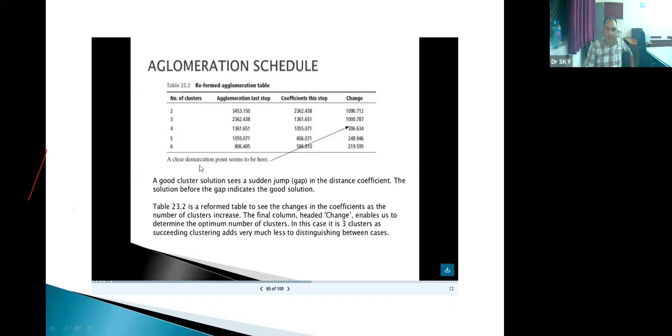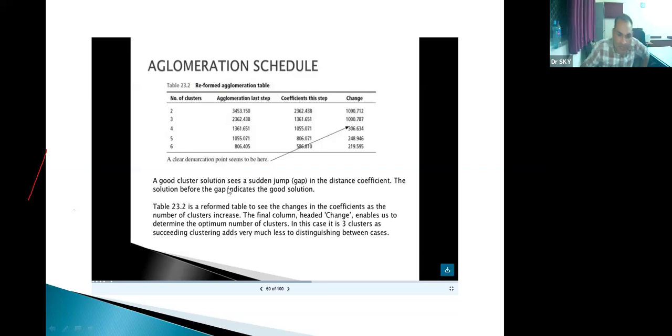A clear demarcation point seems to be here. See here, these are the two clusters which are having the distance as 1000, and these are very close to each other. So this way we can have an idea. This point may be taken as the point from where we can make another cluster. So we can make these 2 clusters together, and this third one another cluster. So this way we can make 3 clusters, or if we are combining these 2, then we can make 2 clusters.